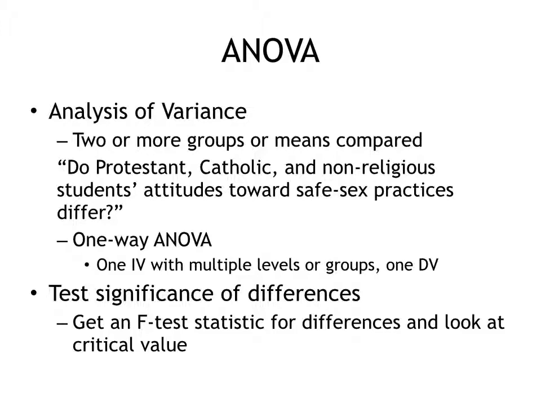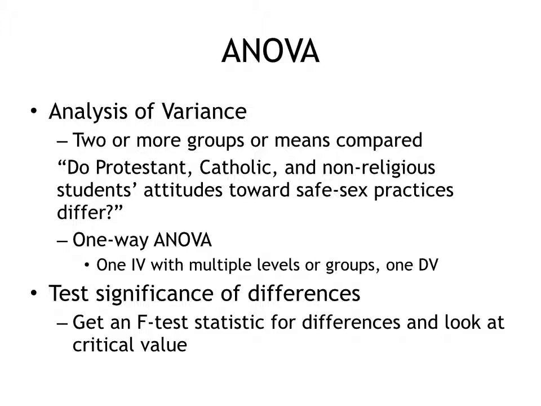So, in this example, we've got three groups. We've got a Protestant group, a Catholic group, and a non-religious students group. And so we could say, is there a difference? Do Protestant, Catholic, and non-religious students' attitudes towards same-sex practices differ? And then we would run the test to see if there was a difference in the attitudes of those different groups. This would actually be a one-way ANOVA.